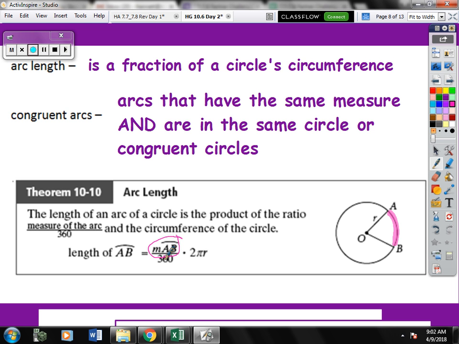Now, one that will work for any letters, if you prefer, is arc length, which I usually abbreviate AL, will equal the measure of the arc, which I usually just put arc, divided by 360, times 2 pi r. You also could do times pi d if you wanted to. Now, when you multiply a fraction times a non-fraction, you would have to put this over a 1. So multiply the numerators, multiply the denominators, and then simplify.